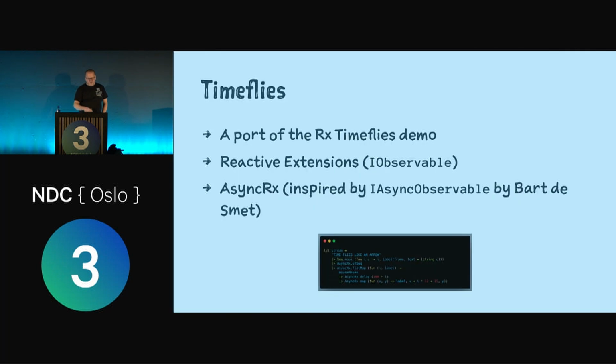But the reason I did this is that I'm sort of obsessed with this Timeflies demo, because I implemented the RX library for Python a long time ago. So I wanted to make a demo in Fsharp that did the same kind of demo. So we have reactive extensions, observable, but I made this async RX that is inspired by async observable that was made by Bart Smet some time ago. And I don't know if you see that small, we can look at the source to see how it works.